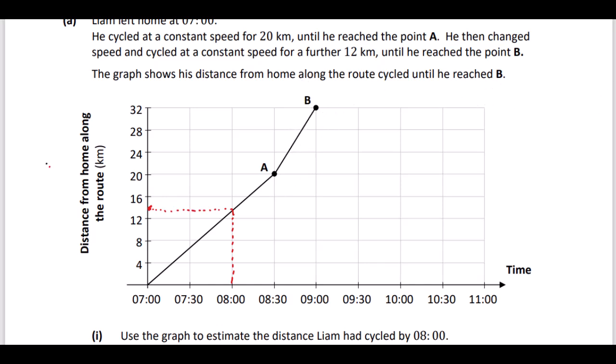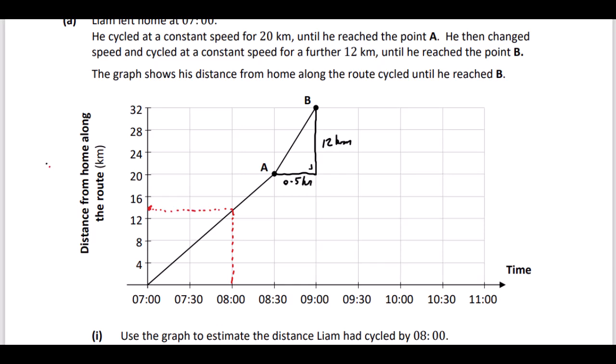What we've got to do is have a look at drawing a triangle down here. From A to B, that's a right angle triangle. The slope of that line will give us the speed, the kilometers per hour. Up along the y part of this triangle, the rise, is going from 20 up to 32, which is 12 units, or 12 kilometers. And then along the x part, the run, we're going from 8:30 to 9, that's 30 minutes or 0.5 of an hour.